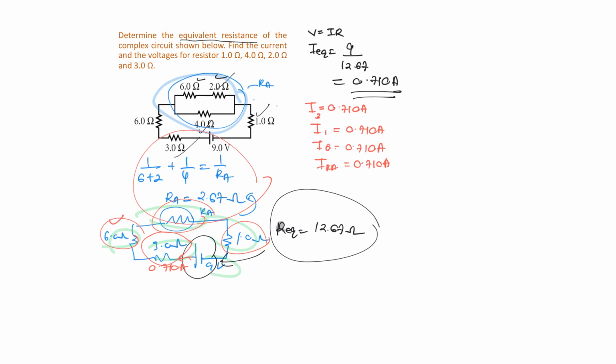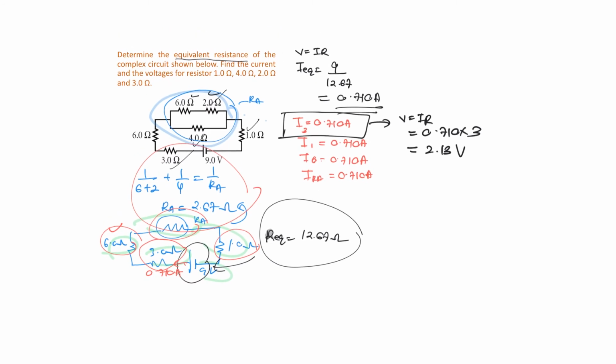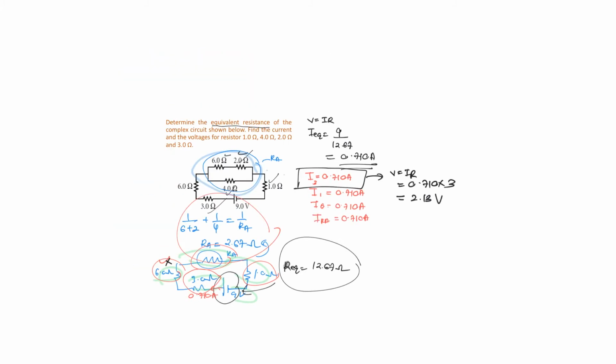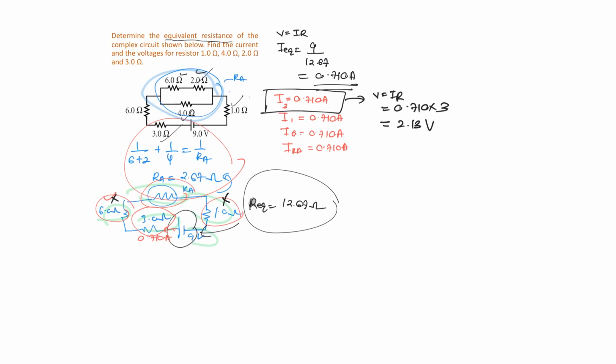Therefore, from this, for I3, you can actually find the voltage. So V equals IR. I is 0.710 times 3. Then you are going to get the value of the potential difference applied at the 3 ohm resistance, which is 2.13 volt. Now please also find the value of the potential difference for the 6 ohm, sorry, the 1 ohm and RA.